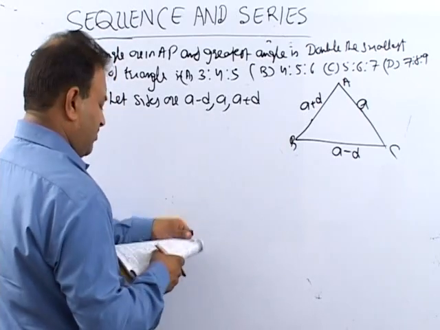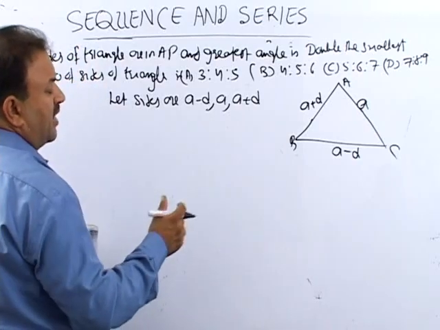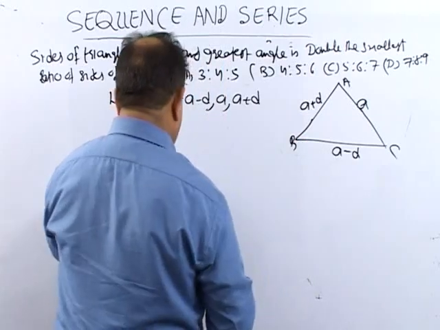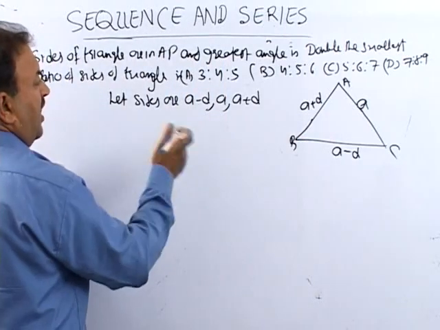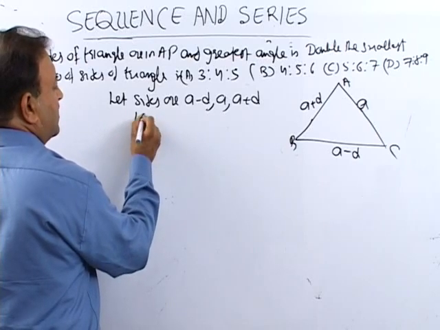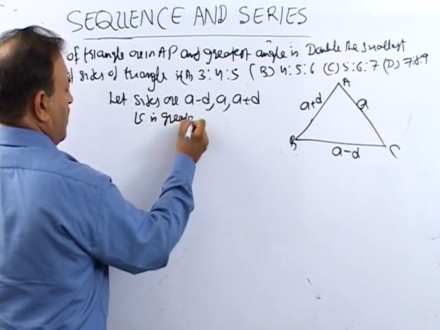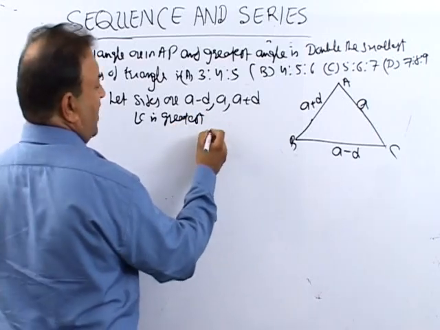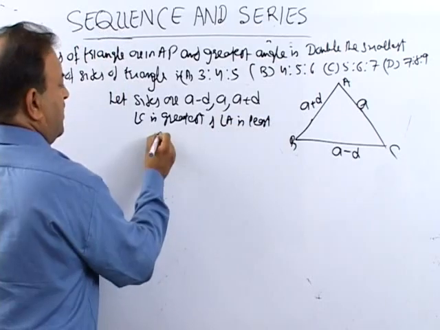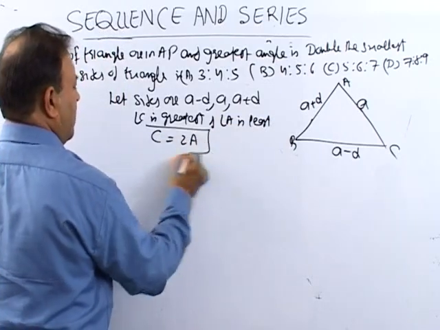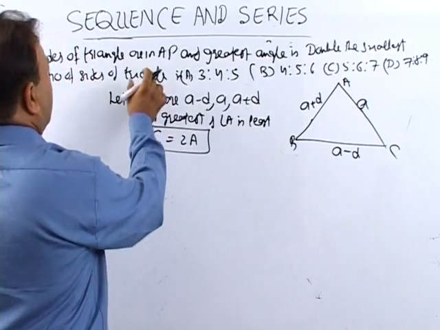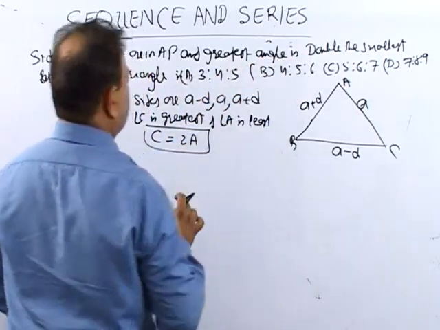Which angle will be the greatest here? The greatest angle is opposite the greatest side. That means angle C is the greatest one, and angle A is the least. That means C is equal to 2A. We have been given the condition that the greatest angle is double the smallest, so C is equal to 2A.